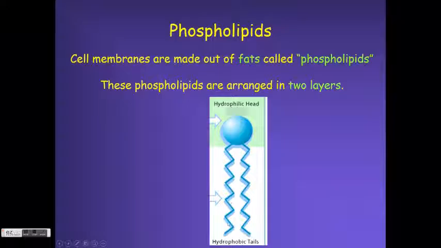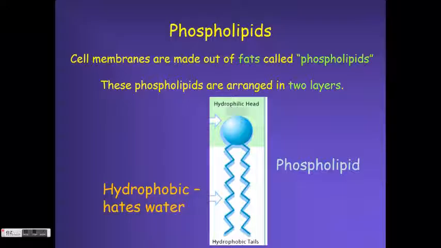How you draw the number of zigzags doesn't really make a difference. You can even draw them as straight if you want. In the end, there are these two tails. The overall thing is a phospholipid, but the tail part is hydrophobic. If you think about what that word means, break it down: hydro means water, and of course phobia would be a fear. This portion is the lipid part, and that part absolutely hates water.